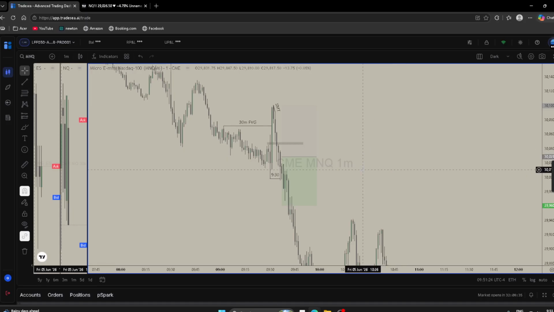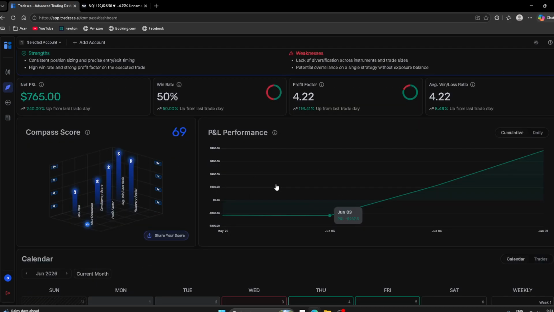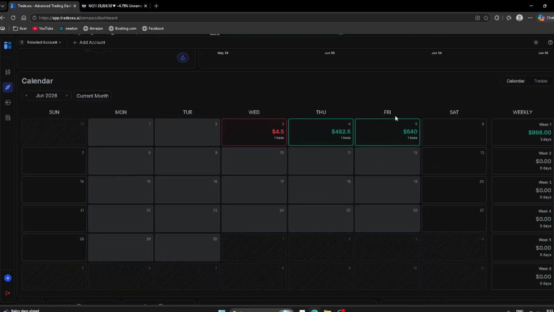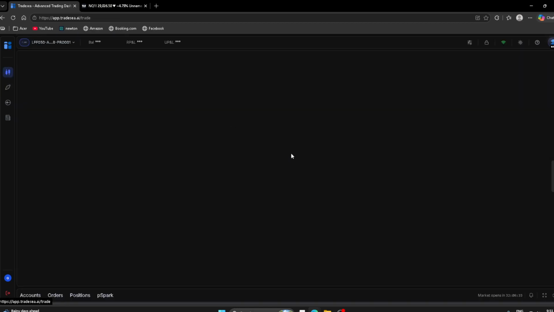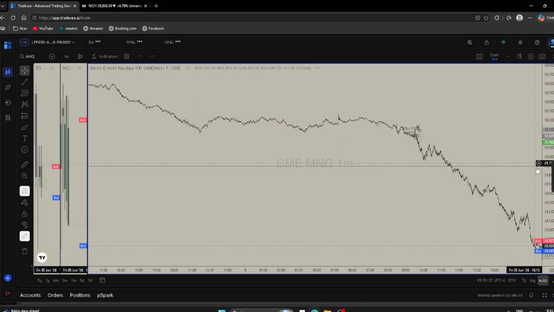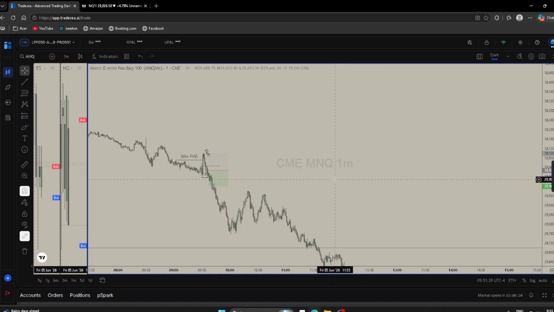Alright, so I'm going to be going over how I took this nice little short at AM Open today. There's no executions on the screen because it's the next day, but you can see here, Friday, June 5th, $540, one trade, being this short up here. So let's just get straight into it.